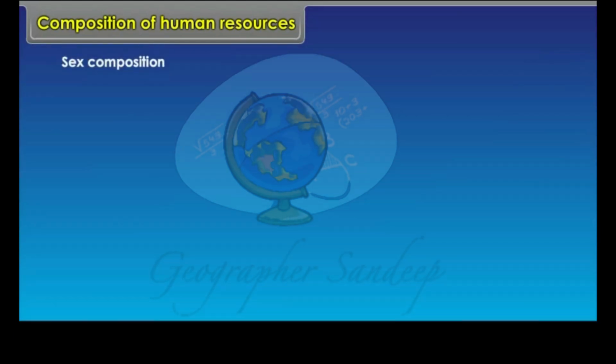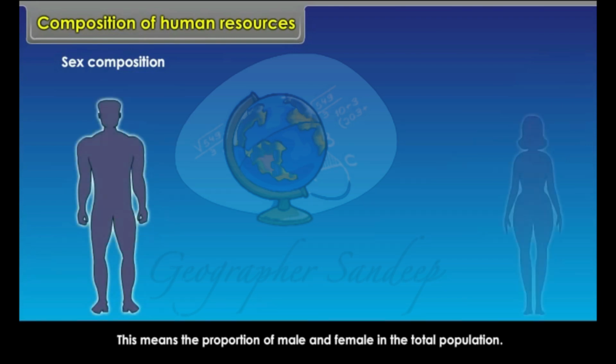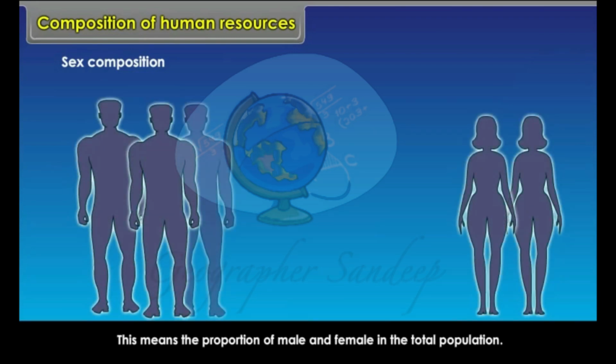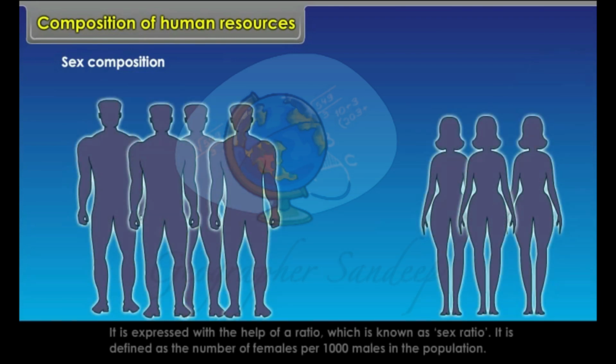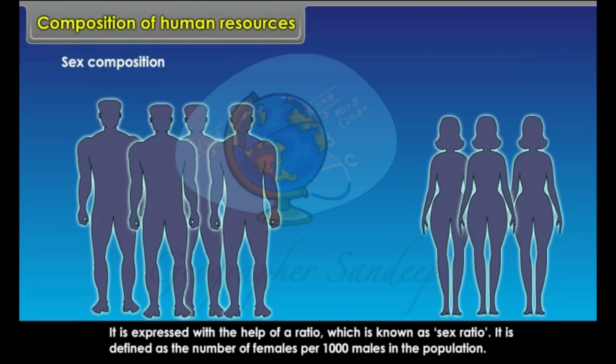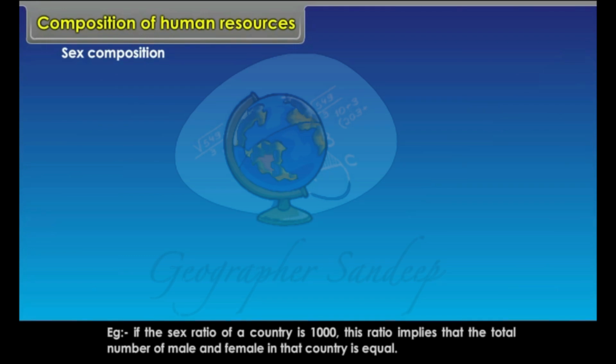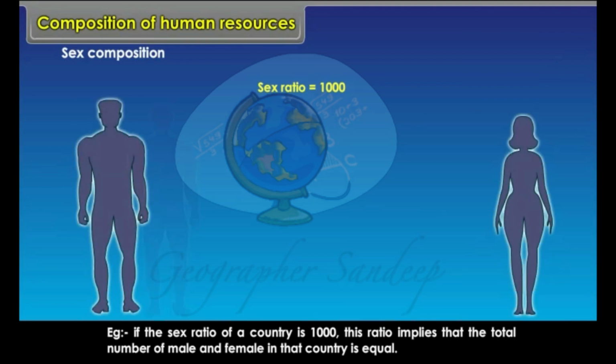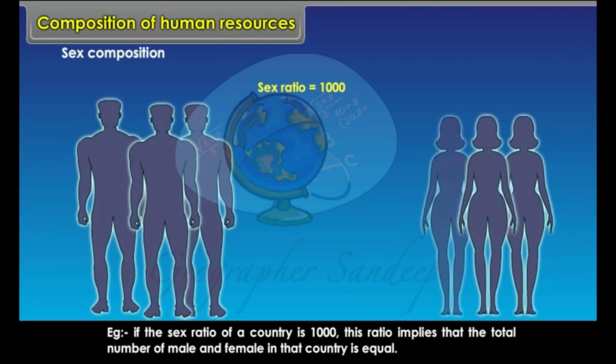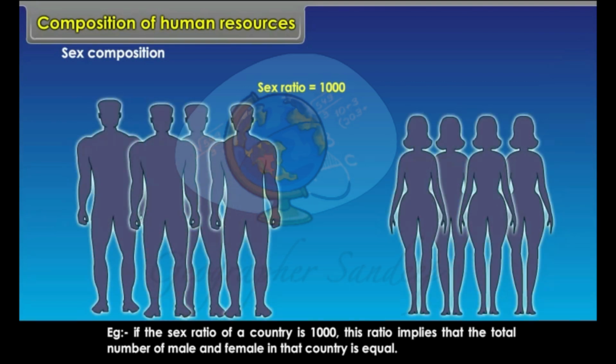Sex composition. This means the proportion of male and female in the total population. It is expressed with the help of a ratio which is known as sex ratio. It is defined as the number of females per 1,000 males in the population. Example, if the sex ratio of a country is 1,000, this ratio implies that the total number of male and female in that country is equal.